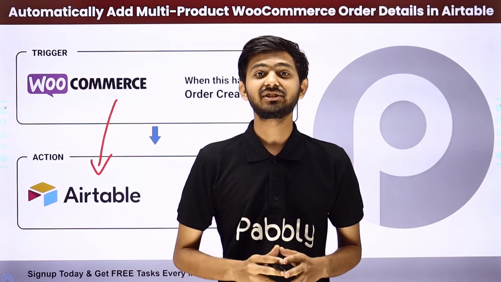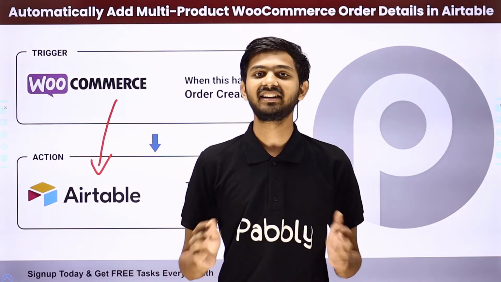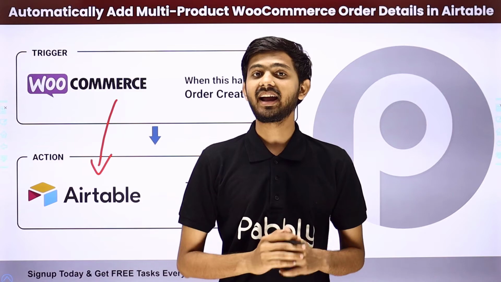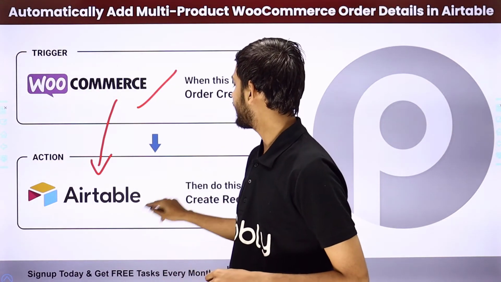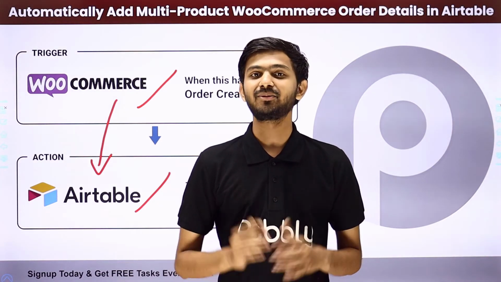For creating this integration, I'm going to use Pabbly Connect, which is an amazing software for automation and integration. In Pabbly Connect, I'm going to use trigger and action. In the trigger application, I'm going to use WooCommerce. In the action application, I'm going to use Airtable. So how am I going to create this integration? For that, let me take you to my computer screen.